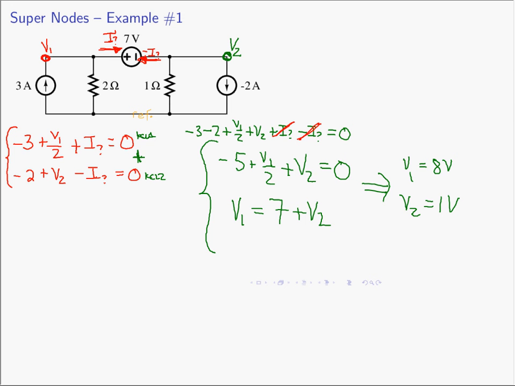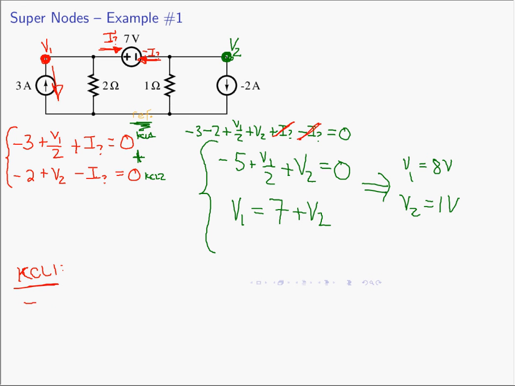Well, what we have is the idea of supernodes, and this is how we apply it in practice. Let's pretend that we're starting this problem from the very beginning. We've labeled our voltages V1 and V2 with respect to our reference, and so let's get started. Let's write KCL for node 1. What's the current going down in this direction?